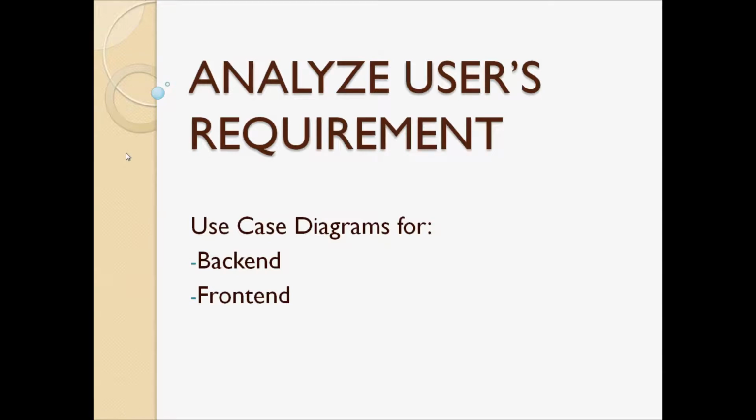After gathering all users' requirements, the next step is to analyze the users' requirements using UML or Unified Modeling Language. The purpose of using UML is to provide a standard way to visualize the design of the system of the website we will build. For visualizing users' requirements, use case diagrams are used. In this section, we'll look at use case diagrams for both the backend and the front end of the bookstore website.